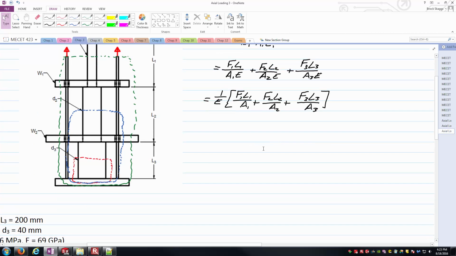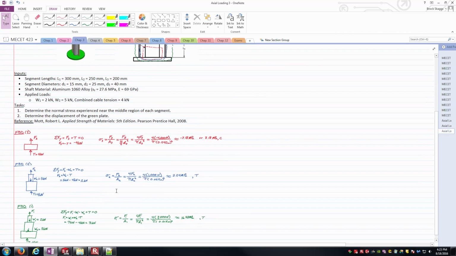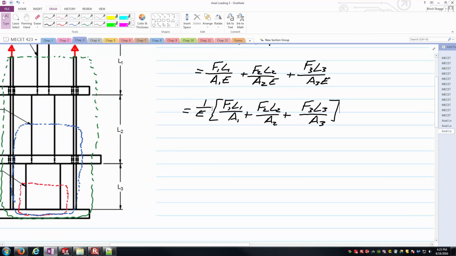Now that we've got this broken down into this form, we're ready to start substituting values. We know the force carried by each section, that's F1, F2, F3, which is the work we did in the previous video. We know the lengths, we know the diameters so we can calculate the areas, and we know the E value. So we are in good shape. Let's start filling this out with the actual values.